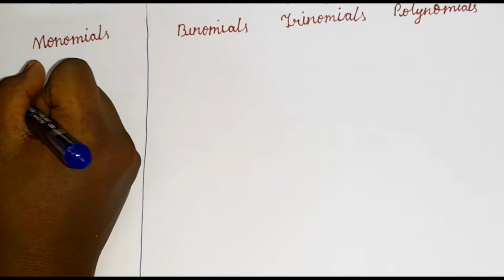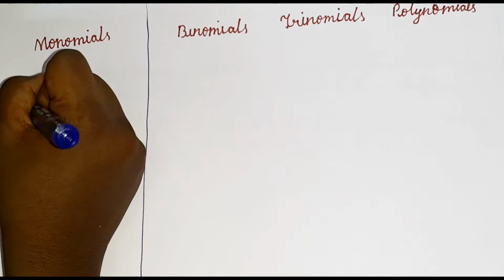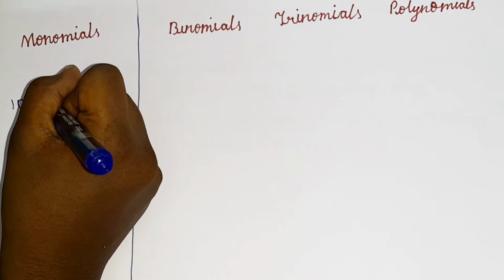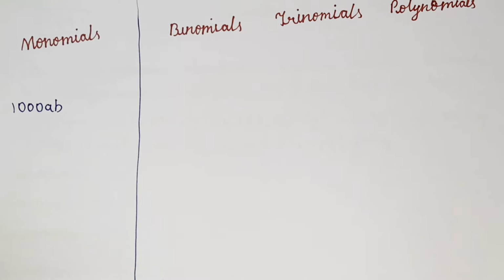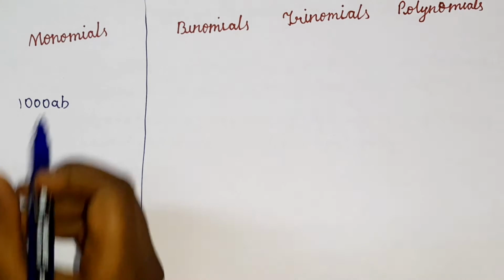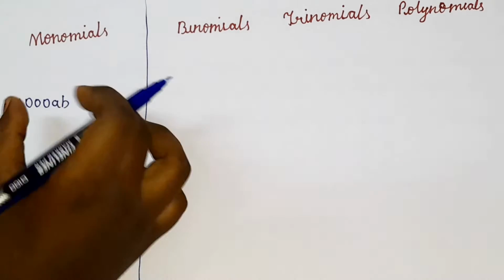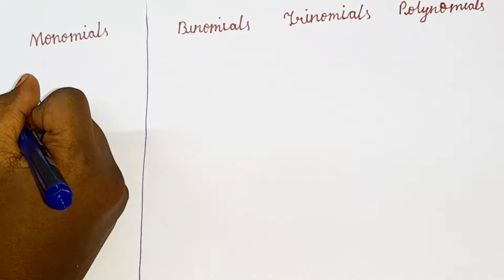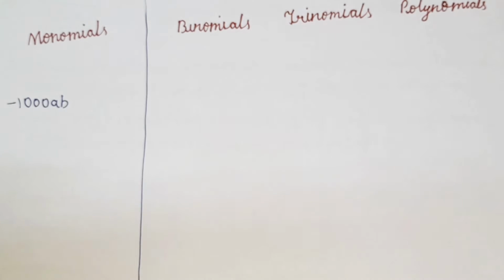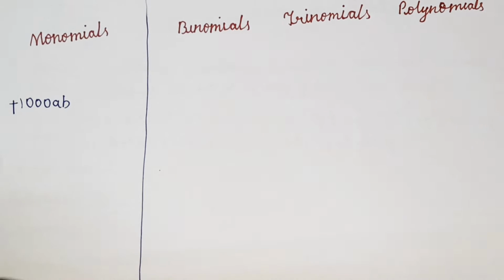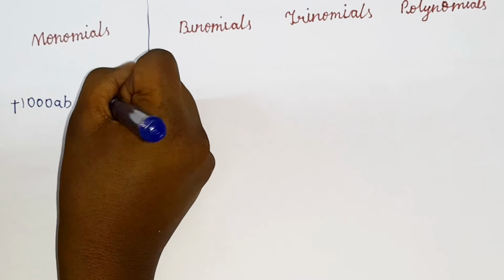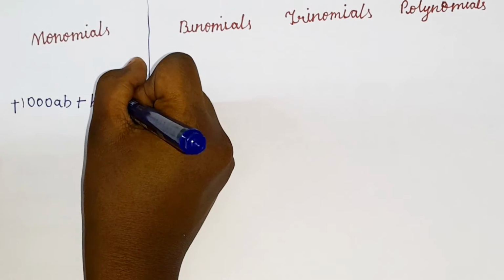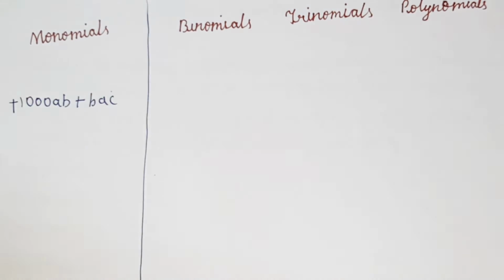So for example, any number or any variable like 1000AB, okay. So this is a monomial. How can we say this is a monomial? Because it is single, right? It is together and it is single. It can have a minus sign, minus 1000AB, or plus 1000AB. Both are the same, I mean both are monomials, okay? Like if it is plus BA or plus BAC, anything like this.